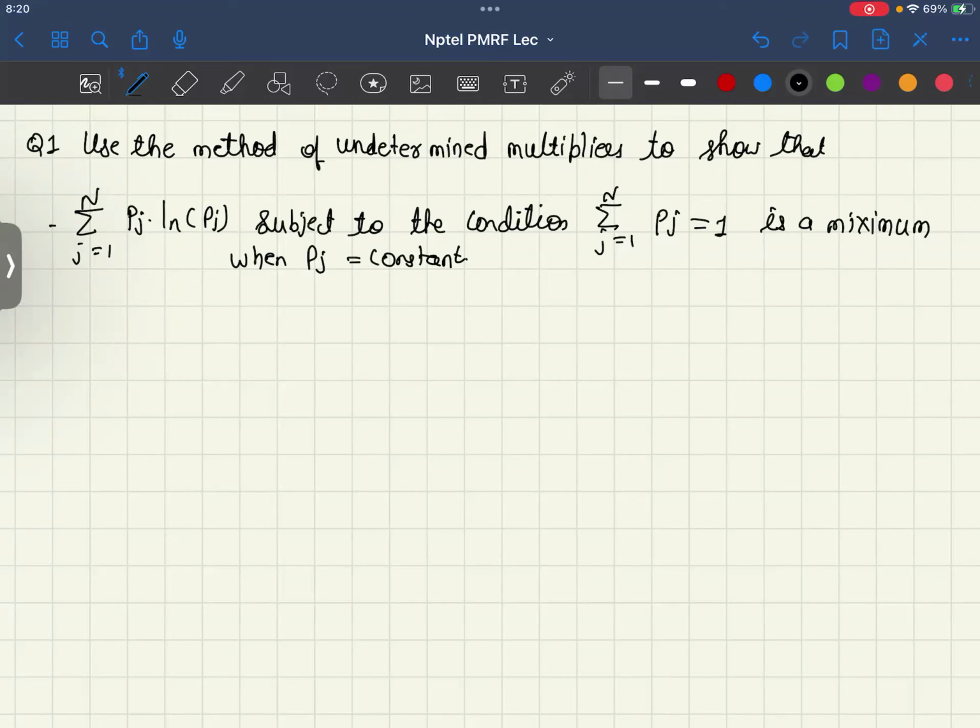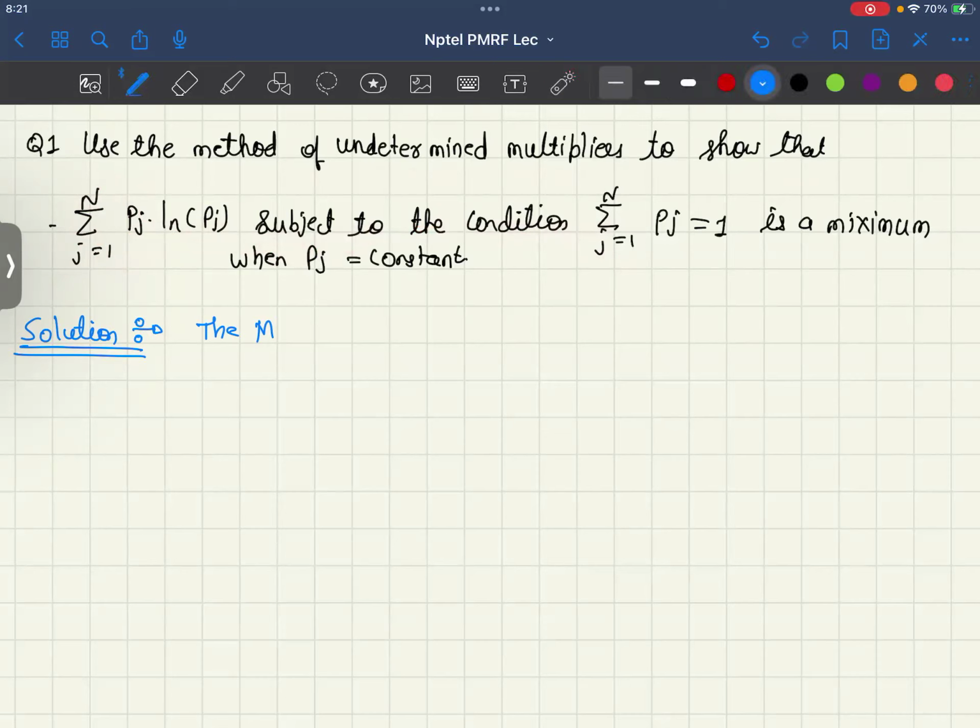Okay. So let me just go ahead and try to do it. So the maximization problem is, let us first see. What has been asked is to use the method of undetermined multipliers to show that negative summation j equals 1 to n of pj ln pj, subject to the condition that summation j equals 1 to n of pj is equal to 1, is a maximum when pj is equal to constant.